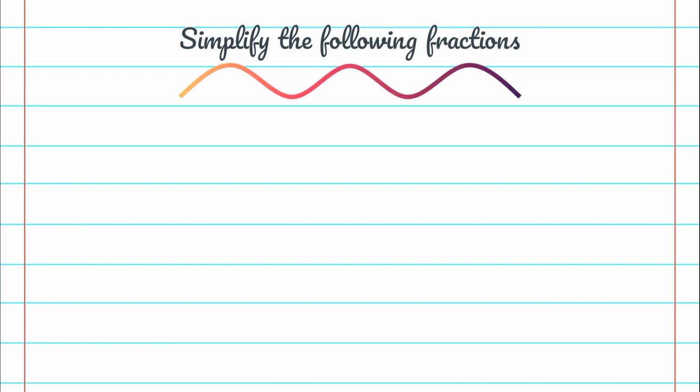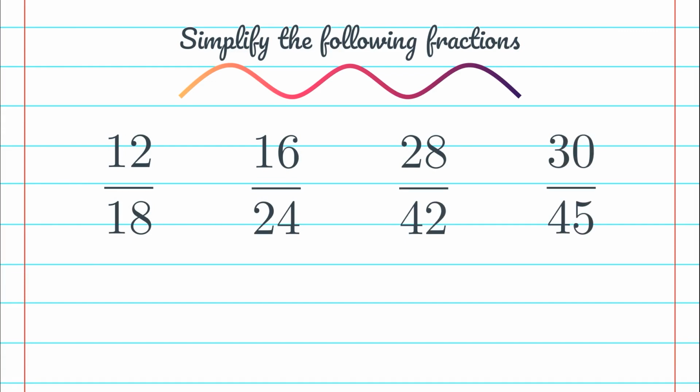Now that you know how to simplify fractions, I have some problems for you to test your understanding. The first one is 12 over 18. Then we have 16 over 24. Third one is 28 over 42. And the last one is 30 over 45. Now apply the steps one by one that we have learned to simplify fractions.